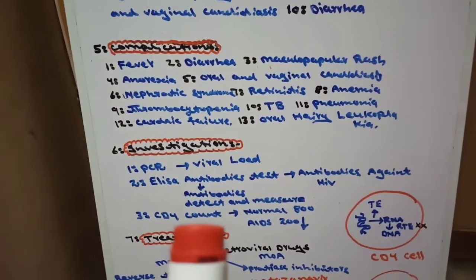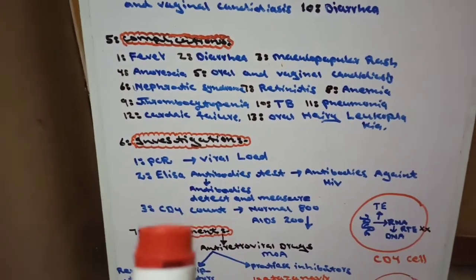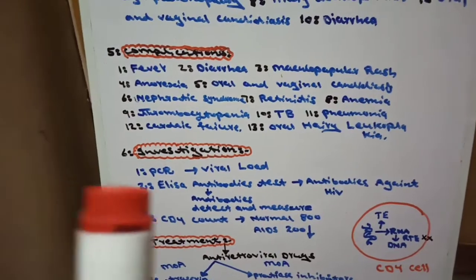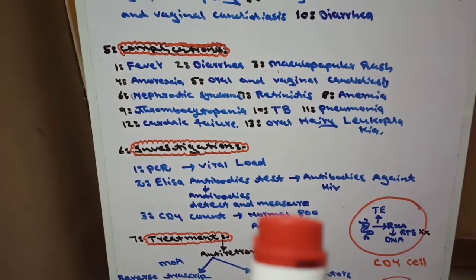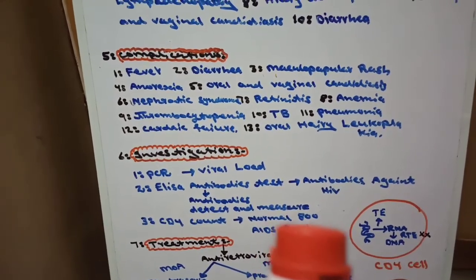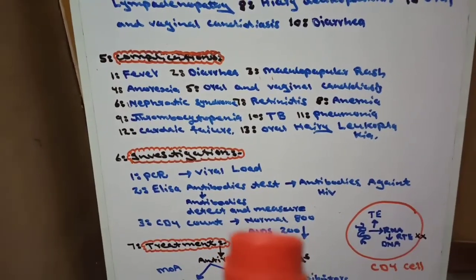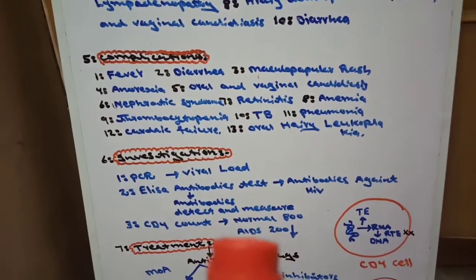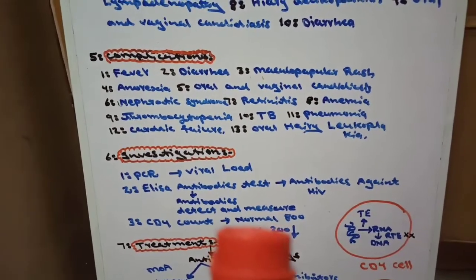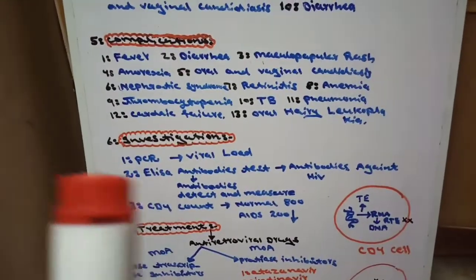The third is the CD4 count. We do the CD4 count of the patient. CD4 is a type of T cell. Normal CD4 count is 800, but in AIDS it becomes less than 200. If the CD4 count is less than 200, it shows AIDS. These are the 3 investigations used for AIDS: PCR, ELISA antibodies test, and CD4 count.